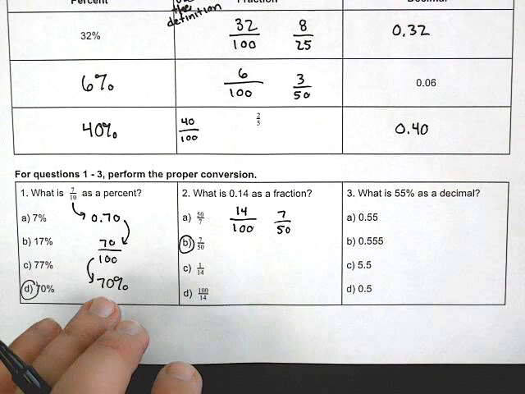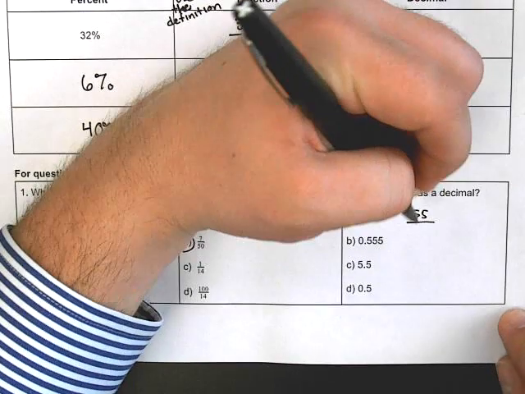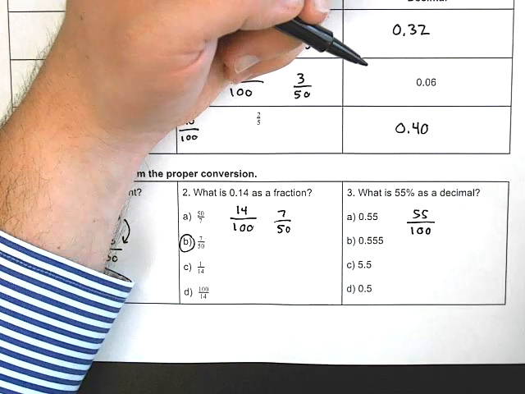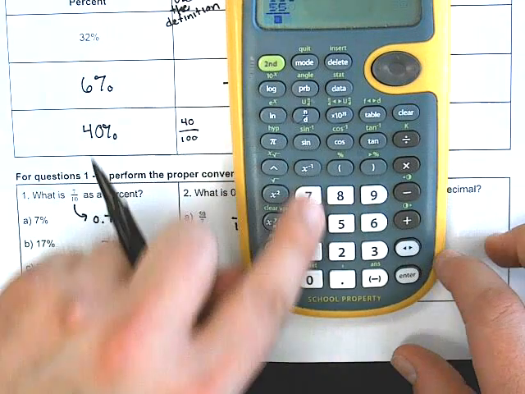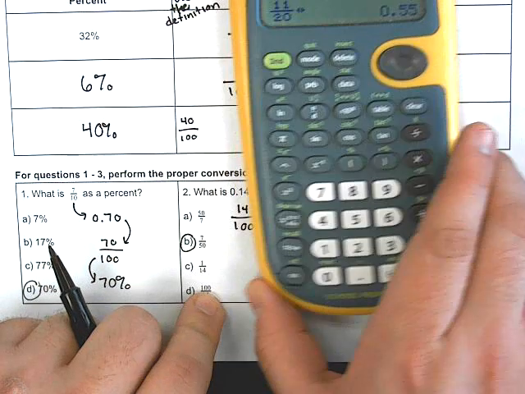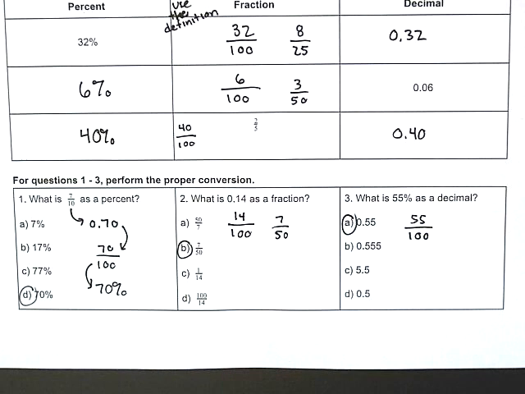Lastly, 55% as a decimal. Lots of different ways. If I go 55 and understand that a fraction is going to be 55 out of 100, then I can do that on the calculator. And I can double arrow it, so 0.55. And now I have those 3 questions answered.